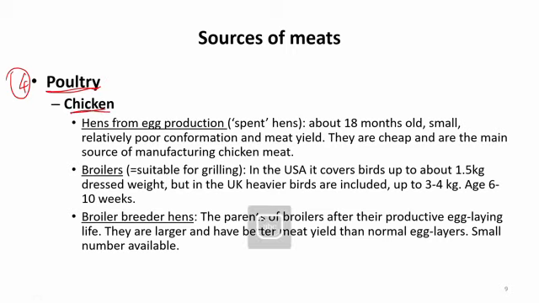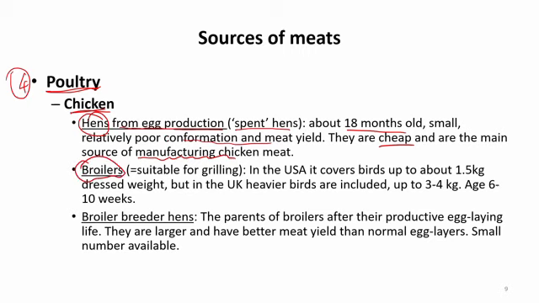These are so-called spent hens, about 18 months old, and the body is kind of thin with thick, tough skin, also very hard bones and things like that. They are normally cheap, and this is good for manufacturing into certain products.